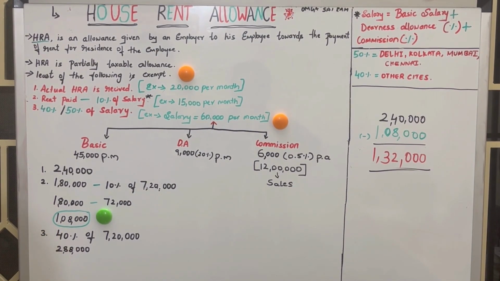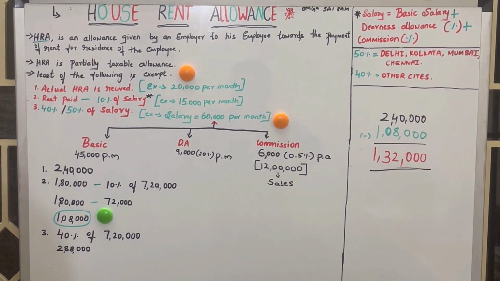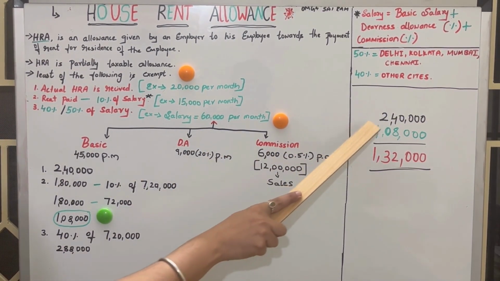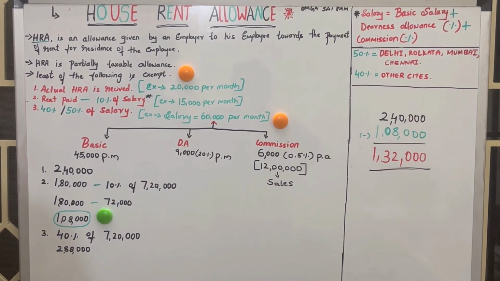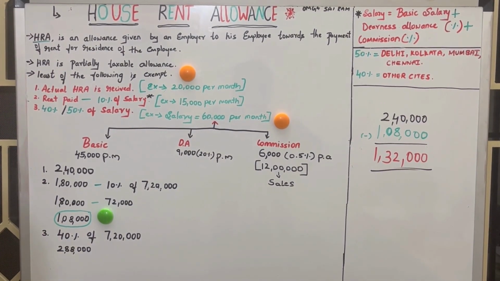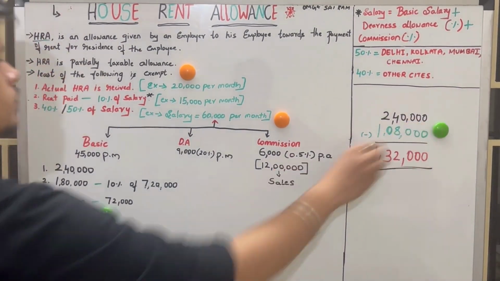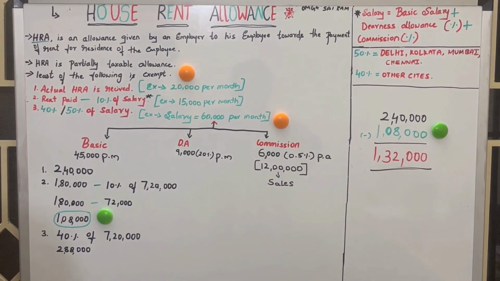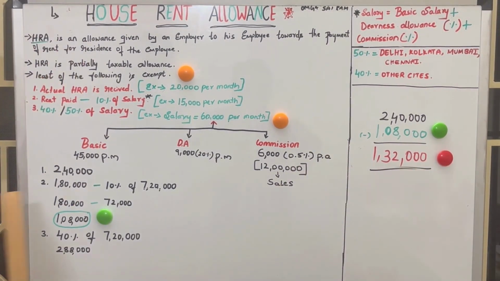Now, let's calculate taxable house rent allowance. So, house rent allowance received per year is 2,40,000 rupees minus what is the maximum exemption an employee can claim? 1,08,000 rupees in this case. So, if we deduct that, we will be left with 1,32,000, which is the taxable HRA.